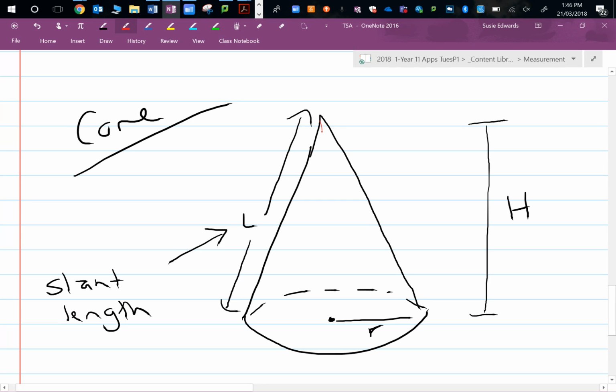If you know the height here and you know the radius there, what angle does that make? A right angled triangle. And so you could use Pythagoras to find that slant height. And often we ask you to do that. So be aware that you might need to do that. So the height is the perpendicular height.